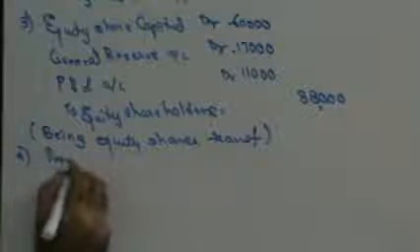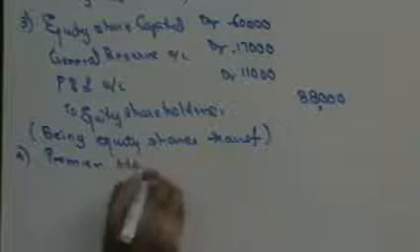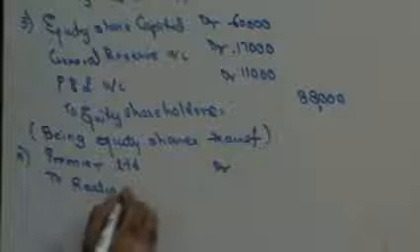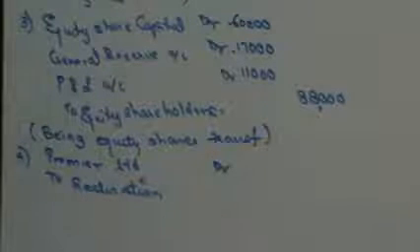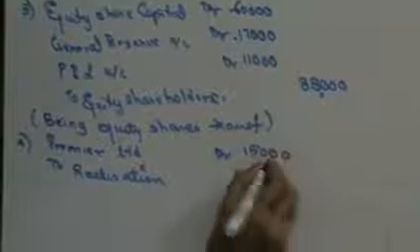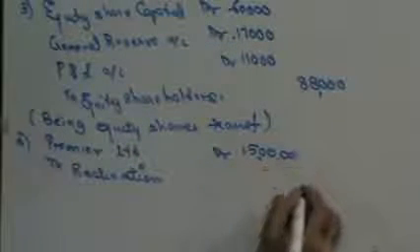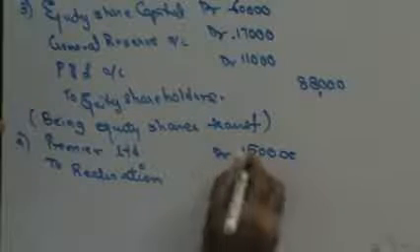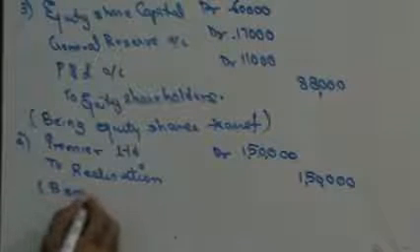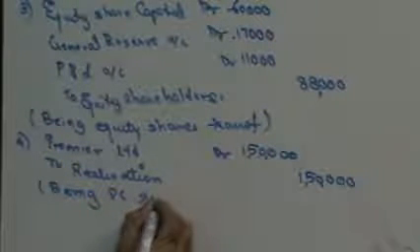Once you transfer the equity shares, then record the PC. The new company is Premier Limited. Premier Limited account debit to realization. Amount is going to be PC 1,50,000. Being PC recorded.